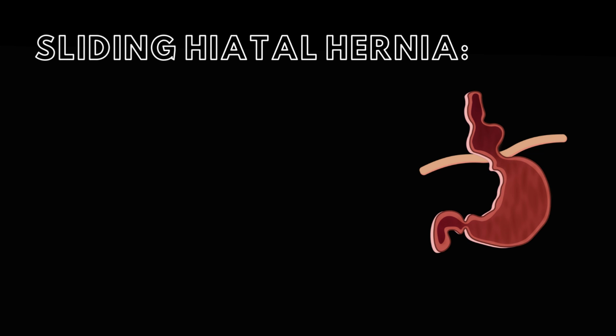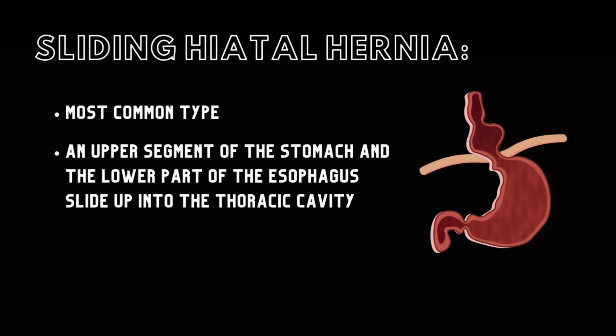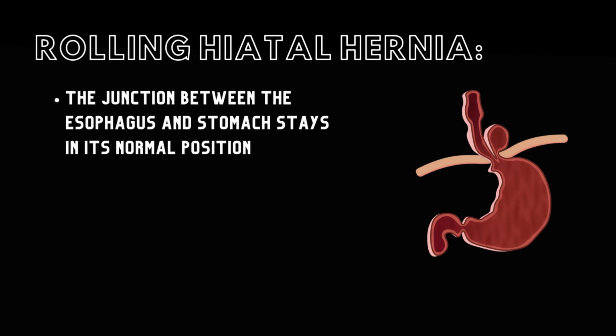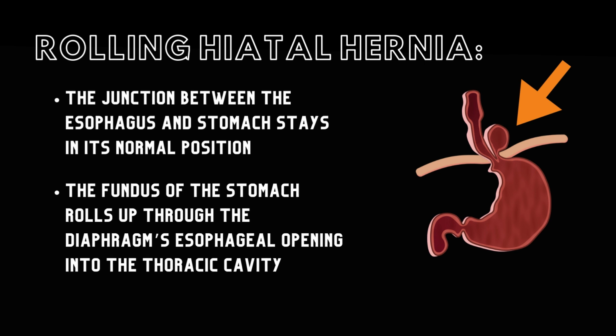In a sliding hernia, the more common type, an upper segment of the stomach and lower part of the esophagus slide up into the thoracic cavity through the diaphragm's esophageal opening when a person lies down or bends over. When they return to an upright position, the stomach and esophagus slide back down into the abdomen. In a rolling hernia, the junction between the esophagus and the stomach stays in its normal position. However, the fundus of the stomach rolls up through the diaphragm's esophageal opening into the thoracic cavity, positioning itself anterior to the lower segment of the esophagus.